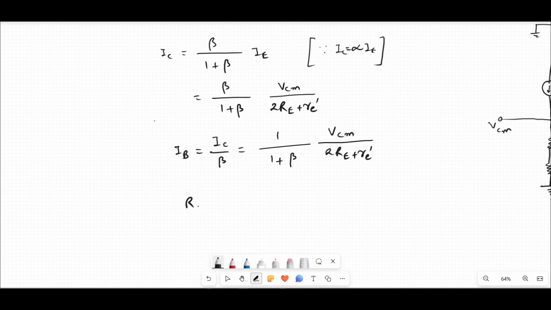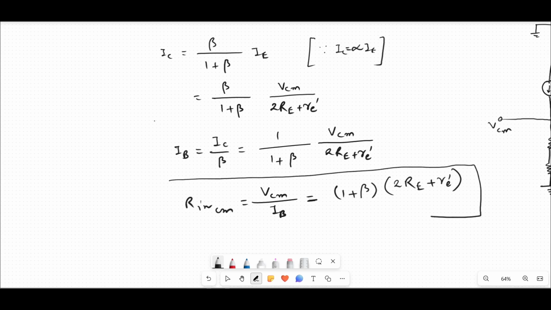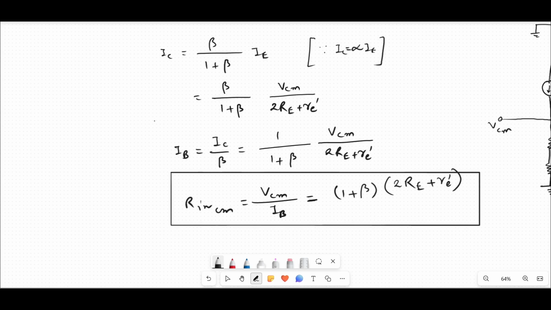Now Rin is equal to, we know, VCM by IB. The value of IB we have already obtained. So it is 1 plus beta times VCM, and the VCM will get cancelled since we have it on both sides. So this is the value of input resistance in common mode. I hope you have understood.